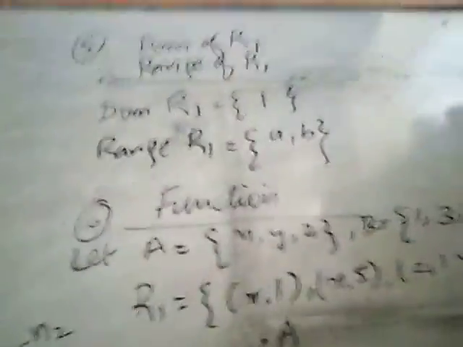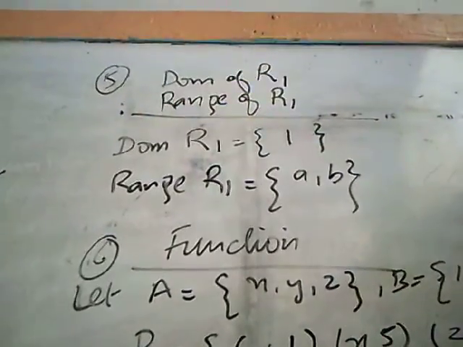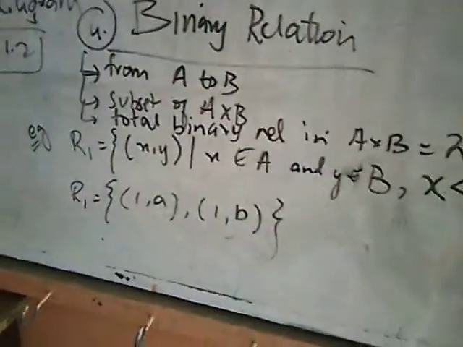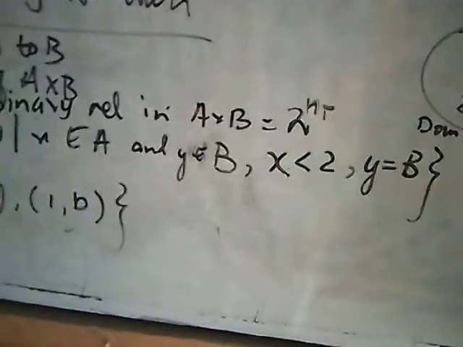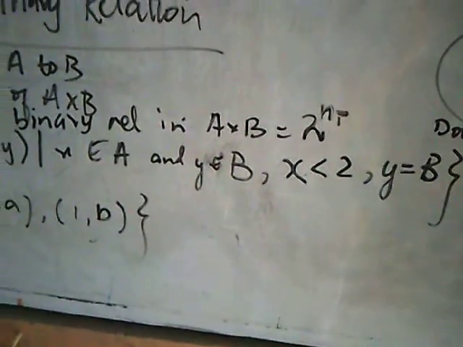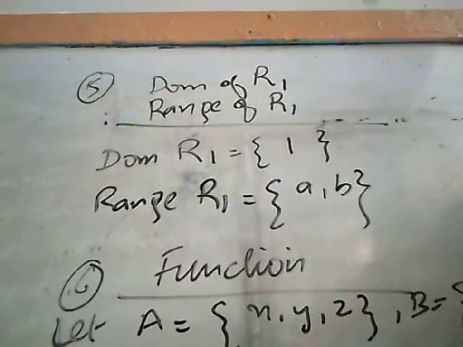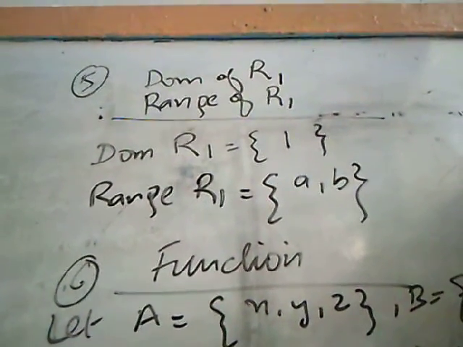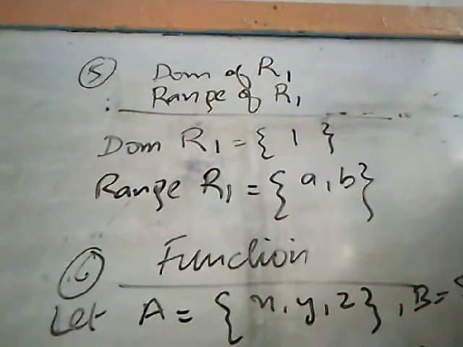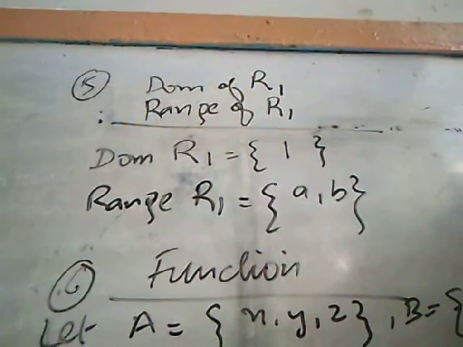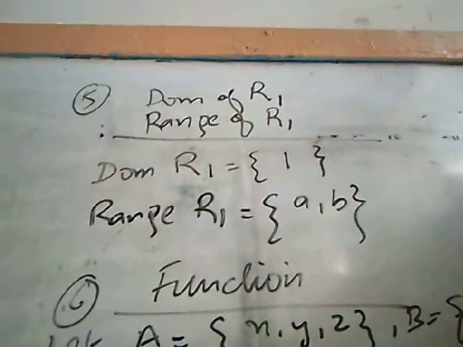So moving on towards the domain and range of a binary relation, taking the same example of binary relation R1 and the same condition, x less than 2 and y equals b. The domain is the set of the first elements of the binary relation, and the range is the set of all the elements which are at the second place of a binary relation.